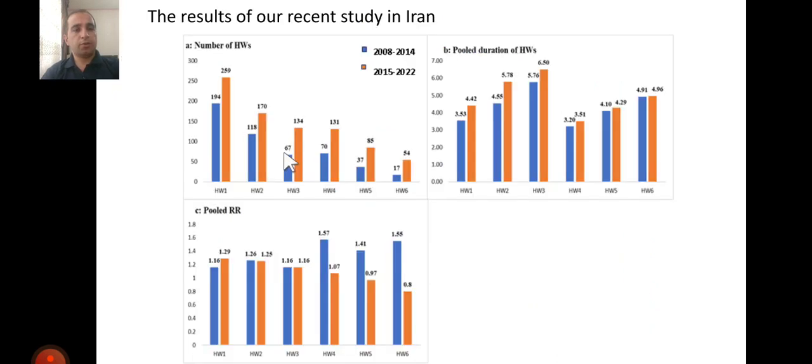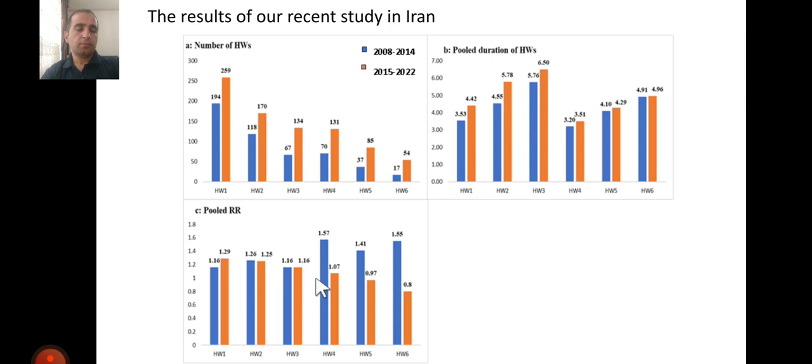In this figure, again, I showed you the pooled result of the number of heat waves and their duration. As you can see, again, the number of heat waves have increased in the second period. The blue one is for the first period. So the number of heat waves in the first period is lower than in the second period, and the duration of heat waves has increased in the second period as well.